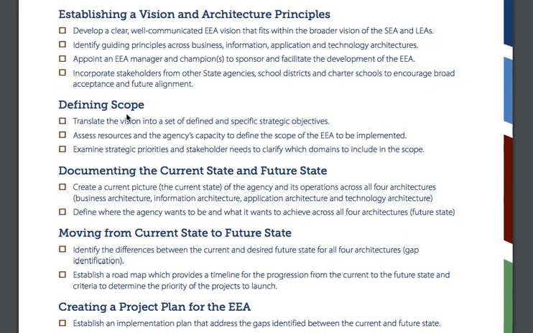From there, we're going to define our scope. We're looking to translate this vision into a set of defined and specific strategic objectives. We want these objectives to be measurable because vision alone is not enough to get us to where we desire to be. We need to combine vision with these strategic measurable objectives in order to bring our vision to fruition. During this process, it's important that we both assess our resources, our capacity, as well as what our priorities are. What is going to be most important in serving our students and our instructional needs?